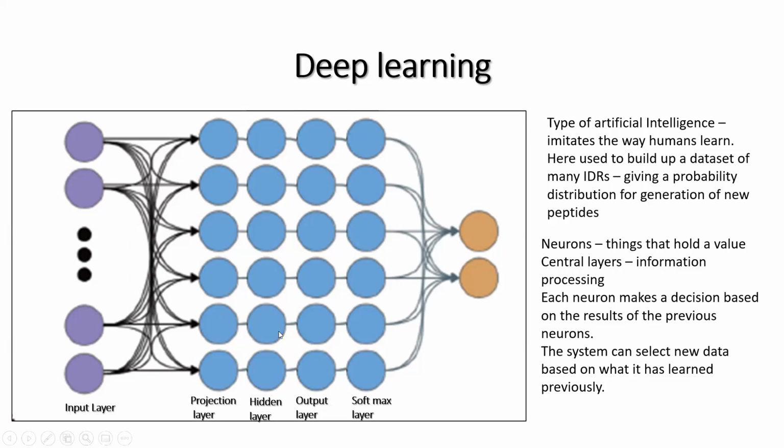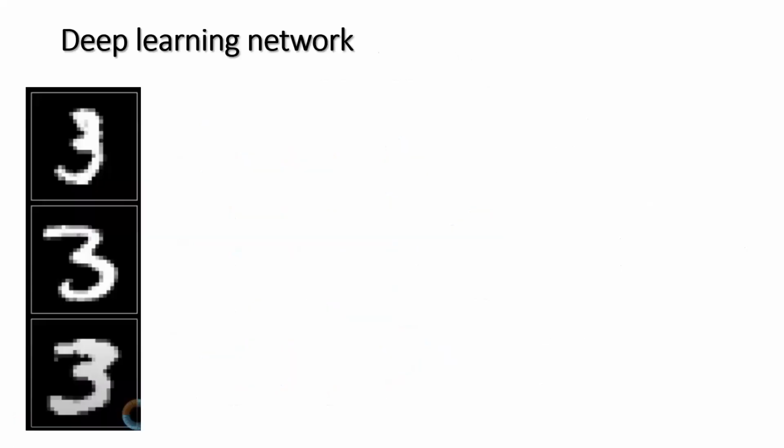So the neurons are indicated by these circles, and these are just things that hold a value. And each layer is a new layer of processing. Each neuron makes a decision based on the results of the neurons of the previous layer. And yes, the system can then select new data based on what it has already learned. This can be explained using the example of handwritten letters.